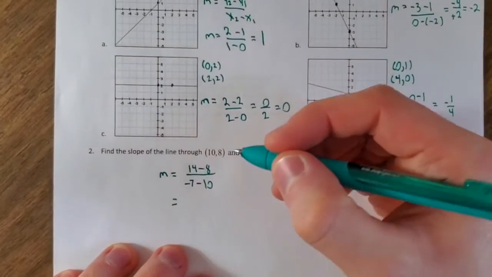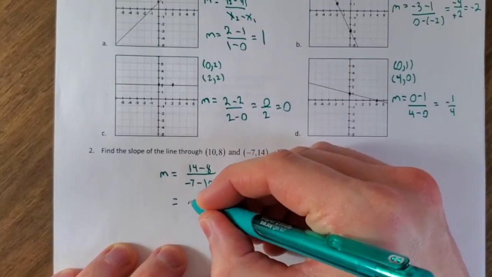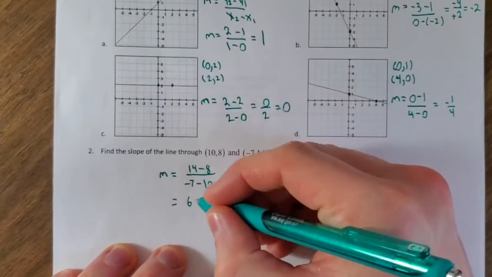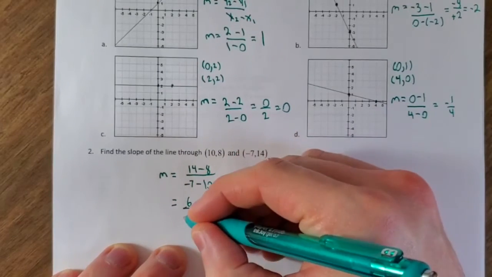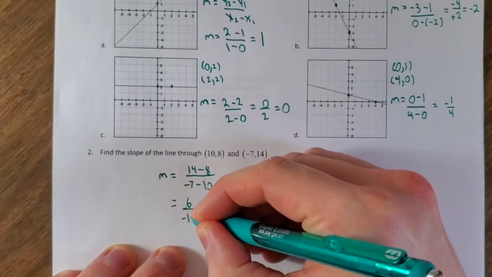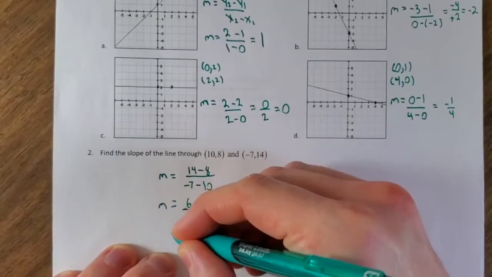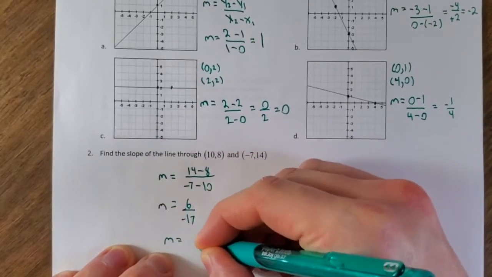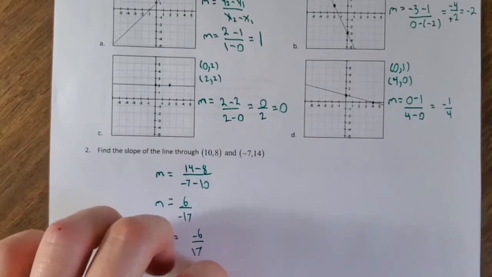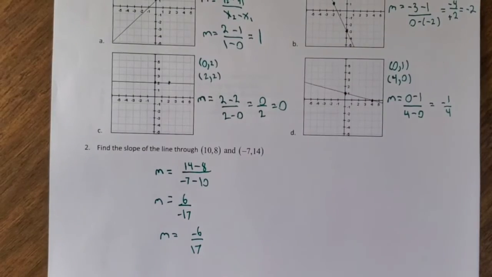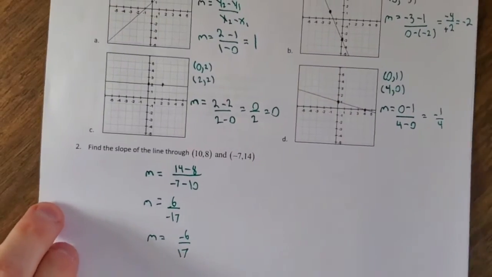A lot of you were really good at this in class. So now we'll have 14 minus 8 is 6, and negative 7 minus negative 10 gives us a negative 17. So our slope will be negative 6 over 17, which is kind of an awkward slope to graph, but at least we don't have to graph this one.